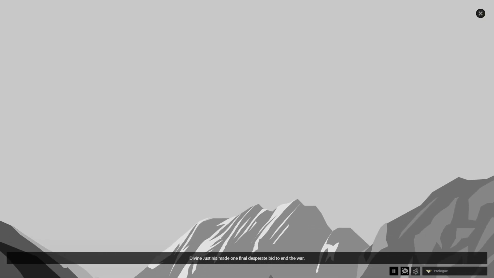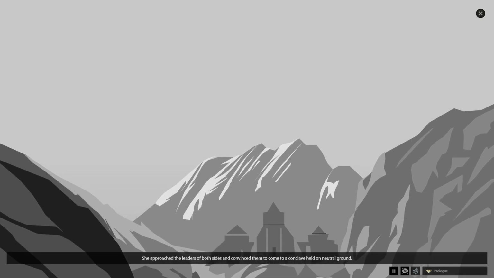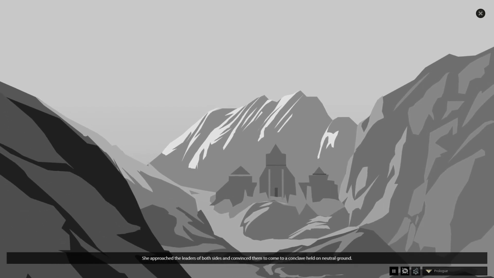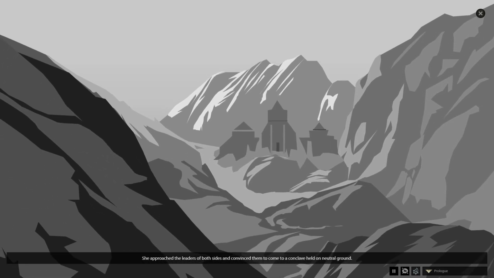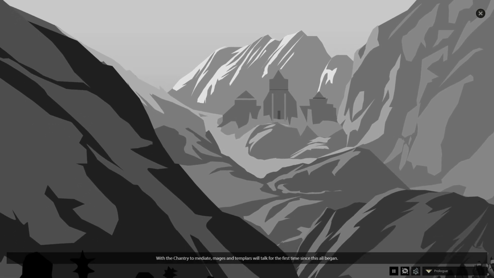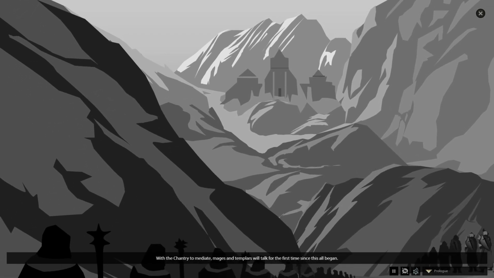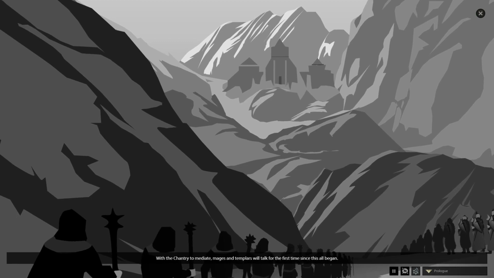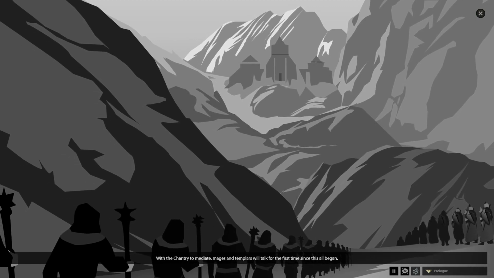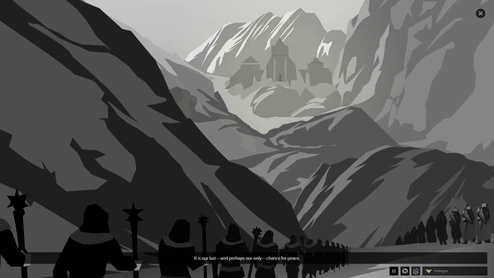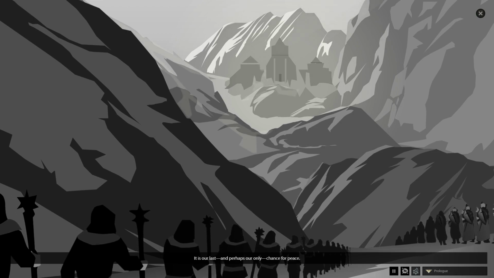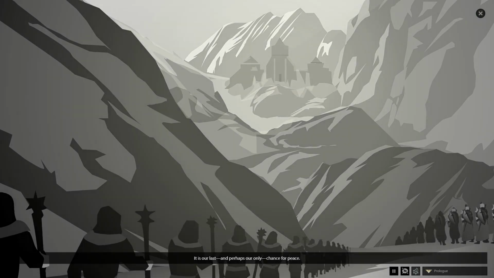Divine Justinia made one final desperate bid to end the war. She approached the leaders of both sides and convinced them to come to a conclave held on neutral ground. With the Chantry to mediate, mages and Templars will talk for the first time since this all began. It is our last, and perhaps our only, chance for peace.